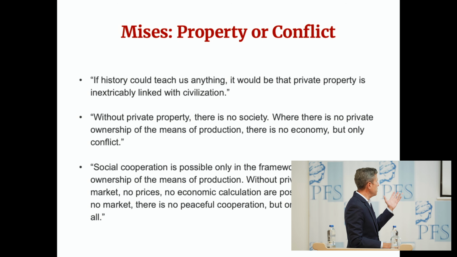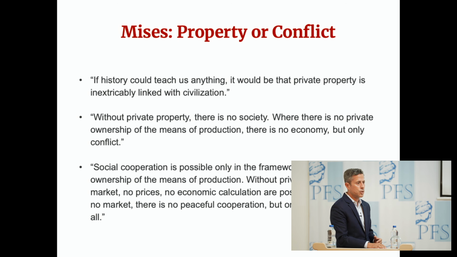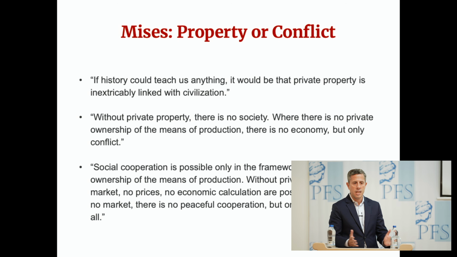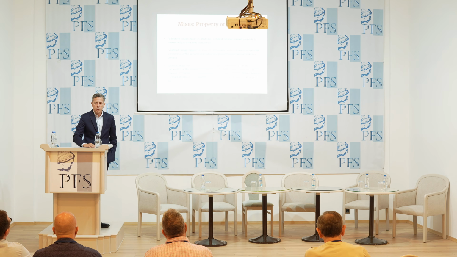And so, as Mises says, if history could teach us anything, it would be that private property is inextricably linked with civilization. Without property, there is no society. Where there is no private ownership of the means of production, there is no economy, but only conflict. And that's exactly what we see happening in Palestine. There is no system of private property, and therefore there is conflict. Just like we would expect to see anywhere in the world where there is no system of private property. You can't have social cooperation, you can't have peace, you can't have civilization unless people are able to own property.